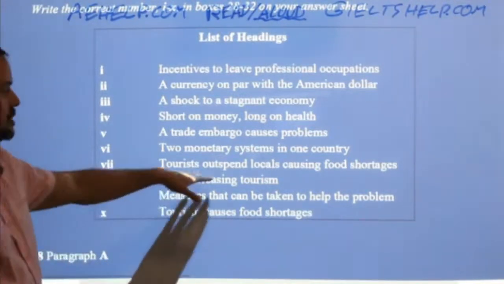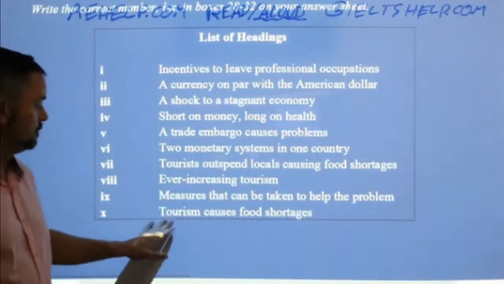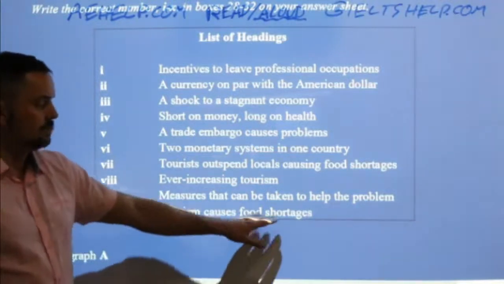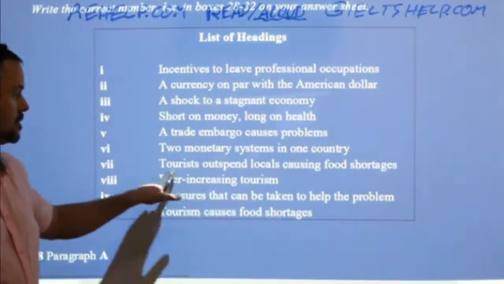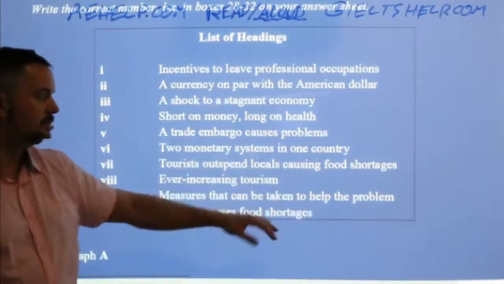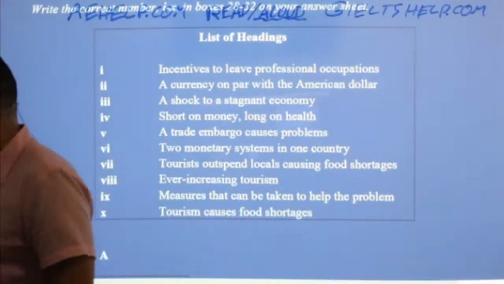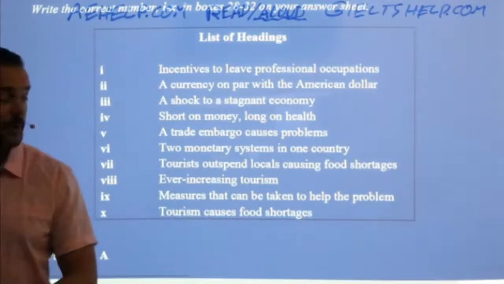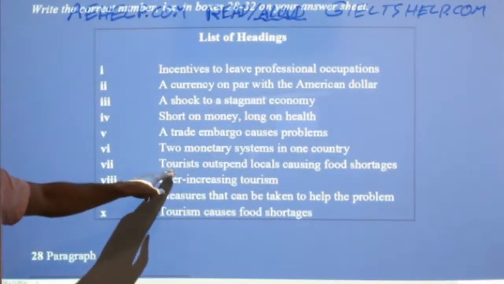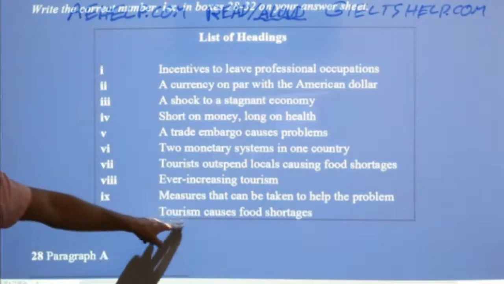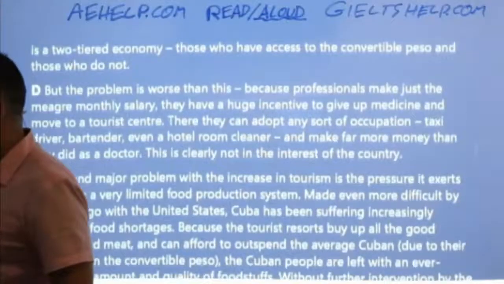It's not just tourists outspend locals causing food shortages. That's only part of it, Ferdows. The more complete answer is tourism causes food shortages because the resorts are buying up all of the food and people with that convertible peso. So it's not just the tourism outspending that's causing food shortages. It's a more complicated problem. And the paragraph describes that in detail. So be careful. Okay. That's why you want to always answer on your own first, because if you're just searching for the answer, it's easy to make this mistake. But when you answer on your own and you choose the closest one, you will choose this one. Okay, hope that's clear. All right, so let's keep going.